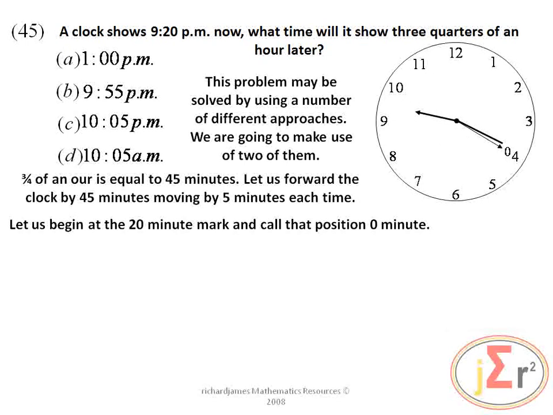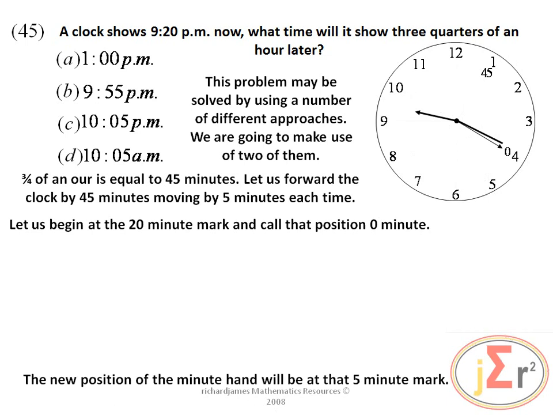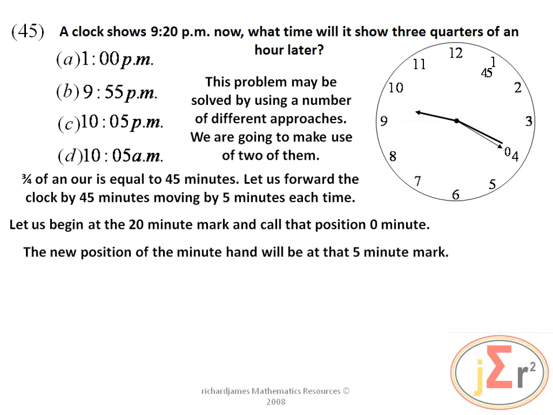We are at 0, so counting 5 minutes each time. We have 5, 10, 15, 20, 25, 30, 35, 40, 45. Right, so that is where 45 minutes will take us. So the new position of the minute hand will be at the 5-minute mark. That's where it's going to be.